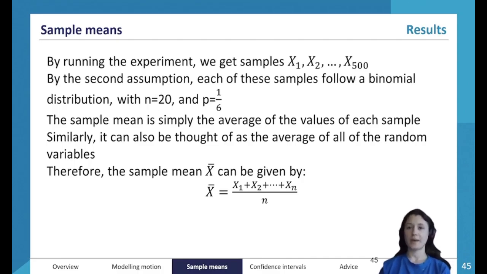The sample mean is just the average of the values of each of the samples, and thus the sample mean, which we denote with x dash, can be given by all of the values of the samples added up divided by the number of the samples.